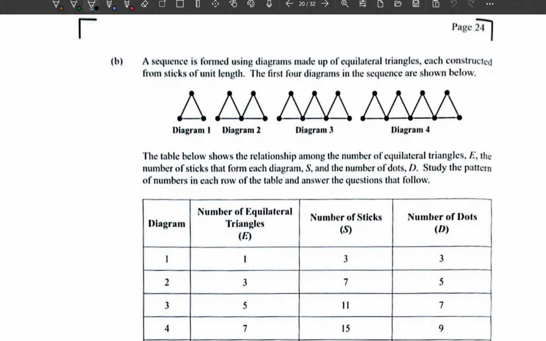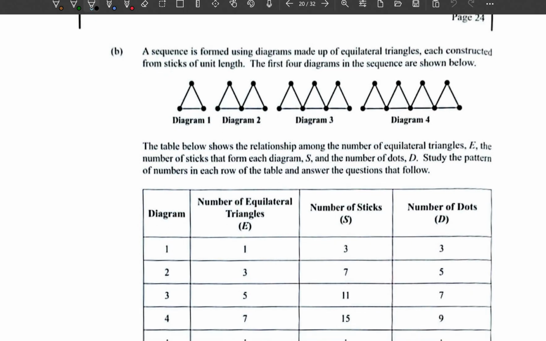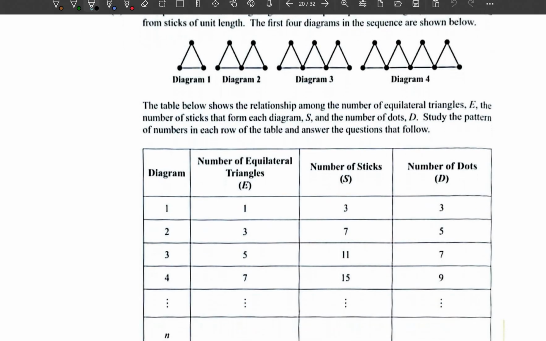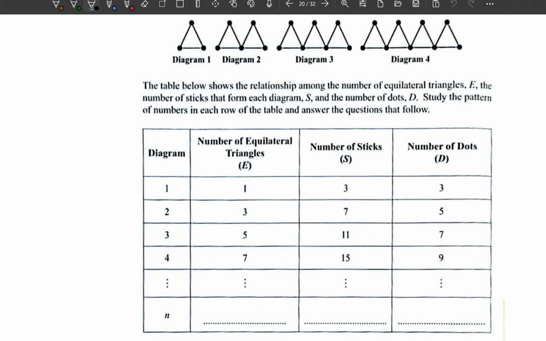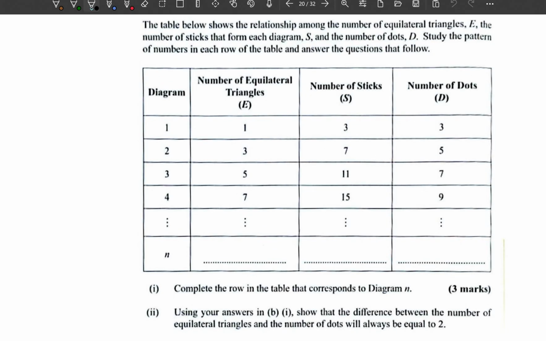Part B, we have a sequence formed using diagrams made up of equilateral triangles constructed from sticks of unit length. The first 4 diagrams in this sequence are shown. The table below shows the relationship among the number of equilateral triangles, the number of sticks that form each diagram, and the number of dots. They want us to complete the table. So the first thing I do for these is get the general form, but for this one, that's all they want, the general form. So let's see, we increase by 2 each time.